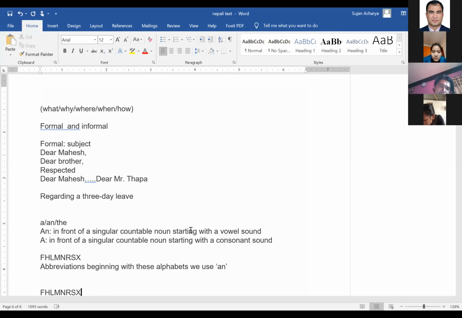If there are abbreviations, they look like consonants, but we use an before the vowel sound. And this is very, very important from the point of view of your exam. If you know this, usually one mark is in your pocket. F, H, L, M, N, R, S, X. Now let's go to the examples.